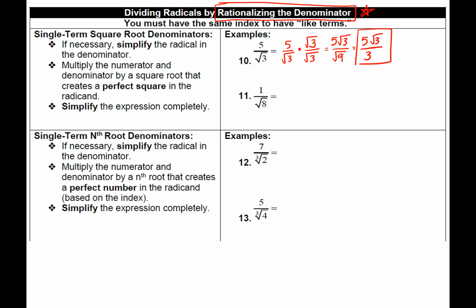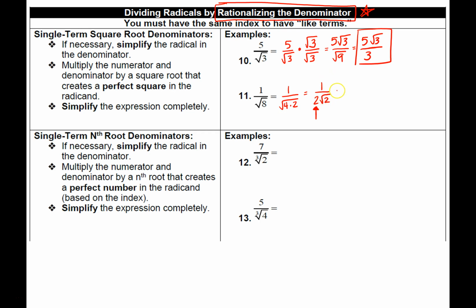Now, sometimes the number that's in the radical, the radicand, is going to be something that simplifies. So you might have a step in, like you do in number 11, where you have to do something before you multiply on top and bottom to get rid of the radical. In this one, we have the square root of 8, and I know that 8 is 4 times 2, and I can take the square root of 4. So before I do any rationalizing of the denominator, I'm going to simplify that radical completely. So that gives me 1 over 2 square roots of 2. Now, this coefficient of 2 here is totally fine in the denominator. It's not inside of a radical, so I'm not going to stress about it. It's the square root of 2 that I need to deal with.